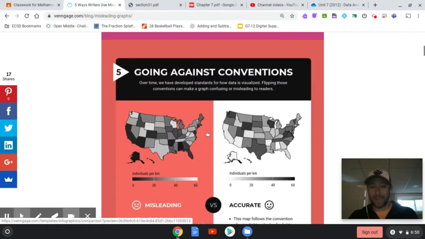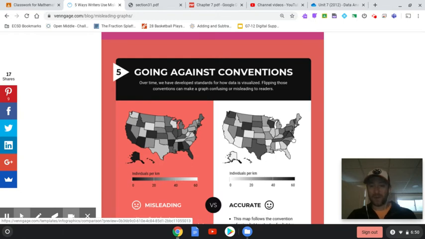The final one is going against conventions. When people get used to looking at graphs regularly, they start to see patterns, okay? This one's talking about population density. So in other words, how many people are in certain areas that are busy versus how many are in certain areas that are not busy. But when you see graphs like that, people are used to seeing these things so that the black color is usually indicative of more people.